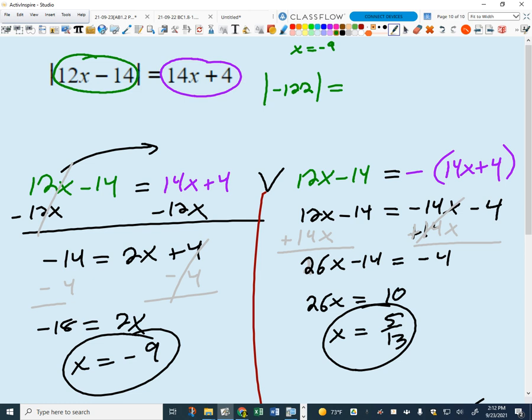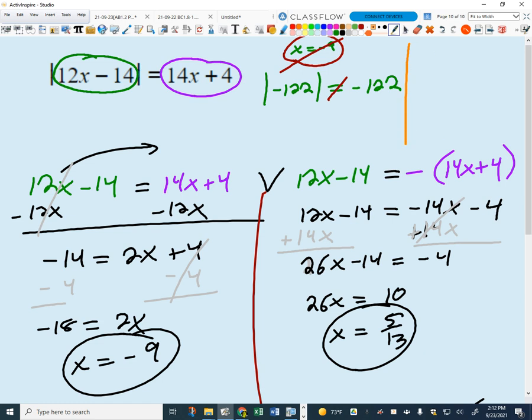4 times -9 is -126 plus 4 is -122. That's false, isn't it? The absolute value of -122 is not -122. Okay, so in other words, that's a non-solution. We can't include that one. That didn't work. Let's try the other one.